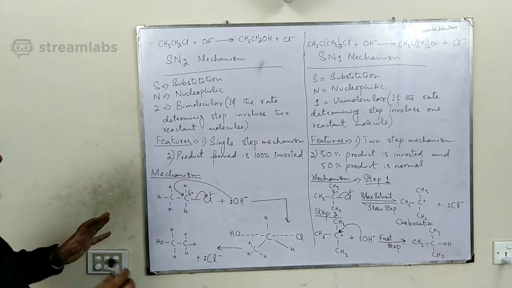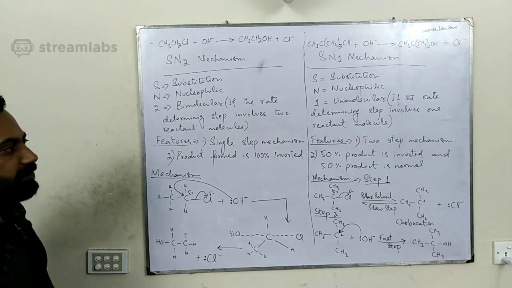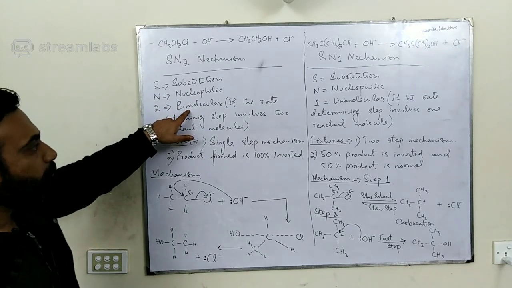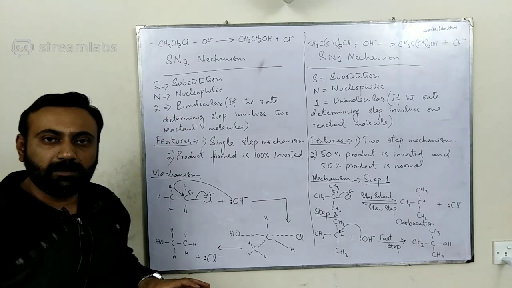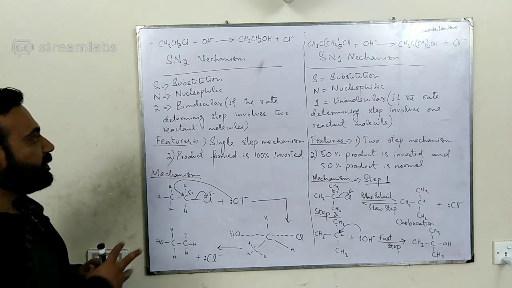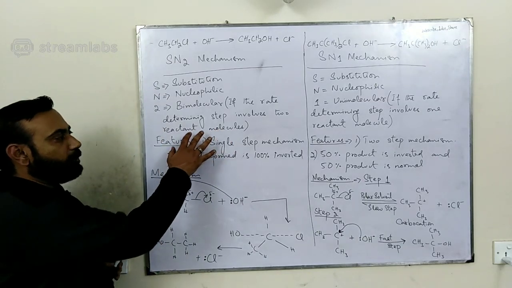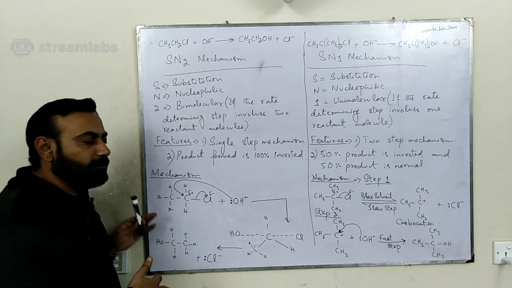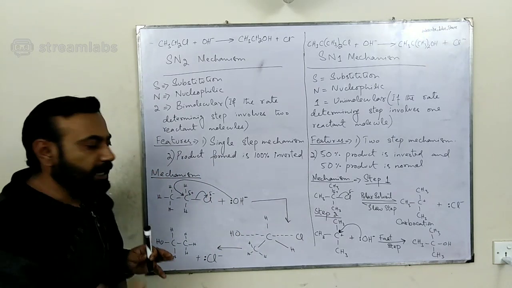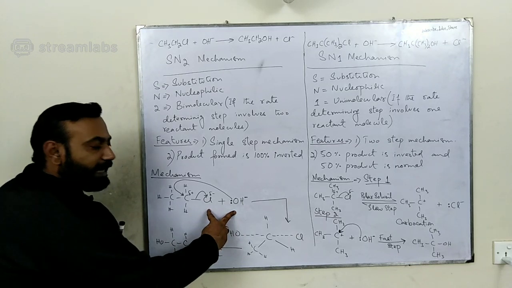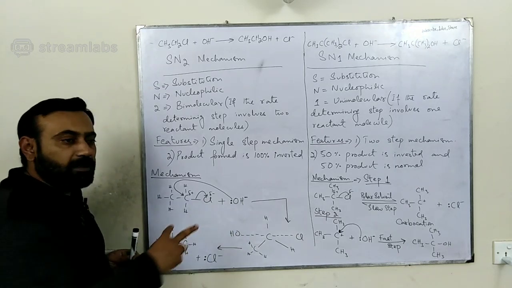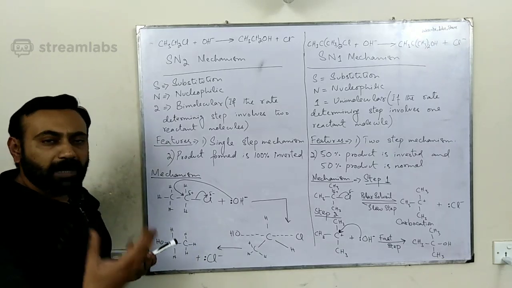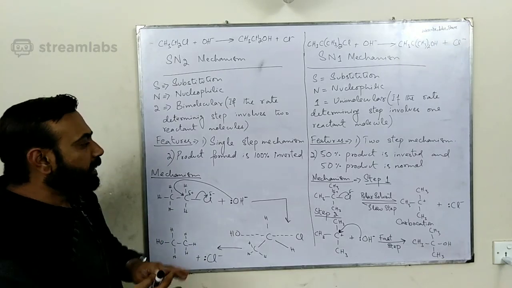Okay, now let us try to justify the features that we stated earlier. One of them was that SN2 is a bimolecular mechanism, which means that there are two reactant molecules involved in the rate determining step. This mechanism involves one step only, and there are two reactant molecules involved in that step. So this is a bimolecular mechanism.